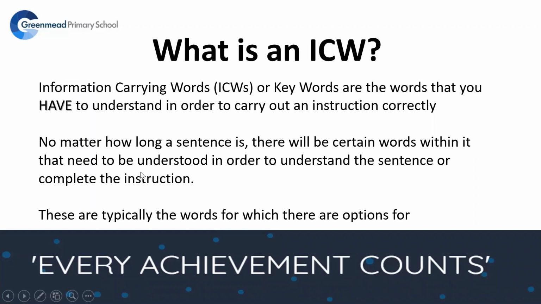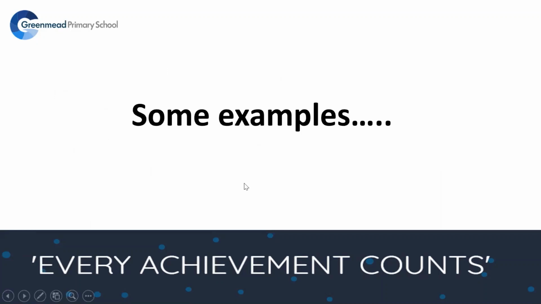What is an information carrying word? Well, an information carrying word or a key word is a word that you have to understand within the spoken or the written language that you're given in order to fully understand it or carry out the instruction correctly. So no matter how long the sentence is, there will be particular words within it that if you do not understand them, you will not be able to take in all the information or be able to act upon what's been said or what you've read. And these words are typically the ones where in the instruction there are options for. So we'll look at some examples so you can see what I mean.